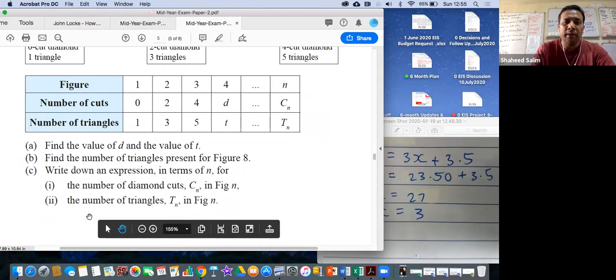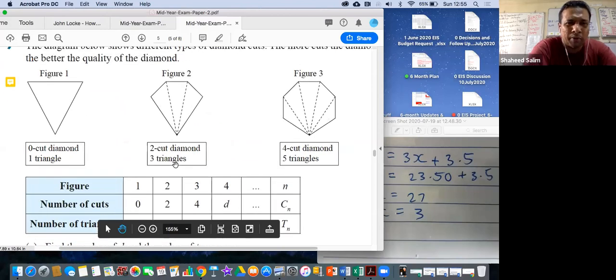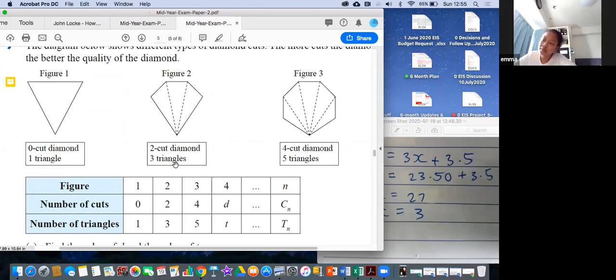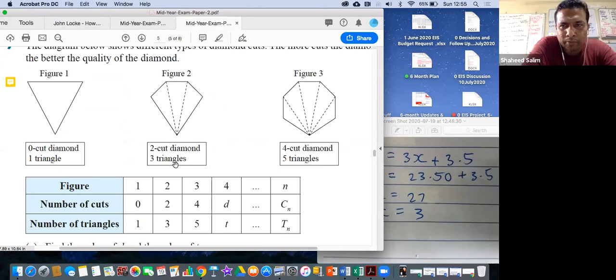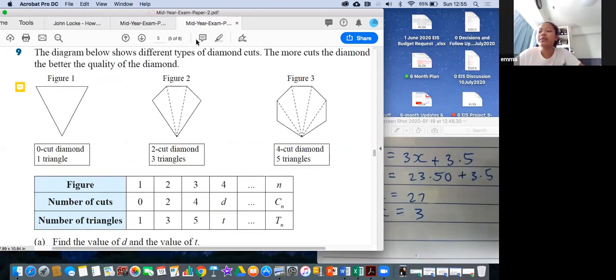Now they say, find the number of triangles present for figure 8. So maybe can we try to come up with a formula? Is it possible to come up with a formula? Yes. What is the formula? Okay, you try. You think, you write down first. You think through. X plus 2.